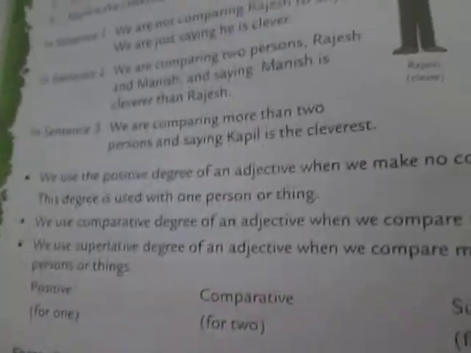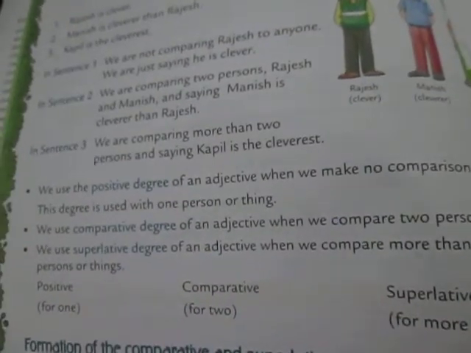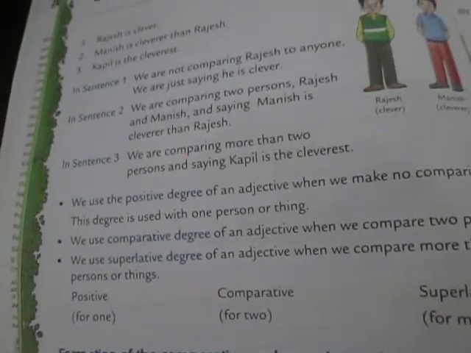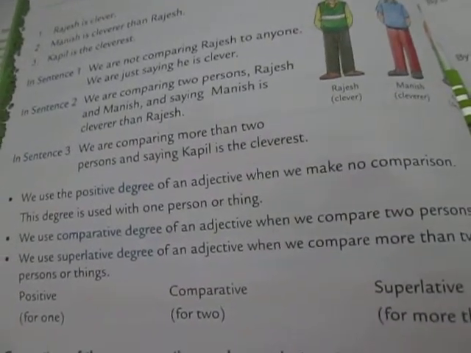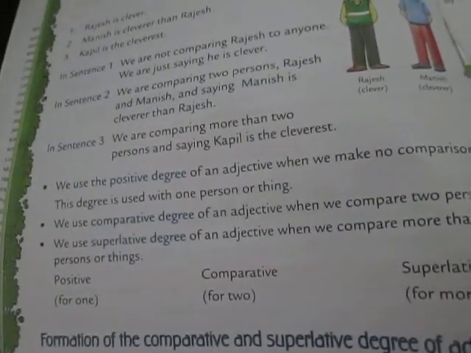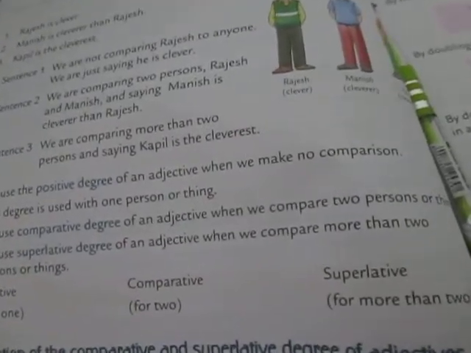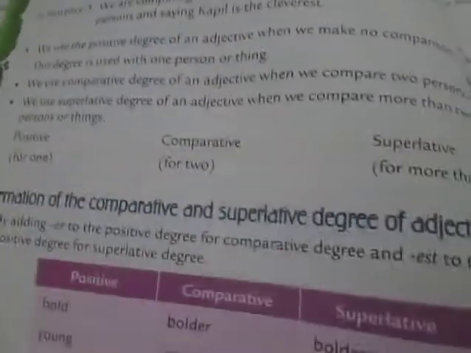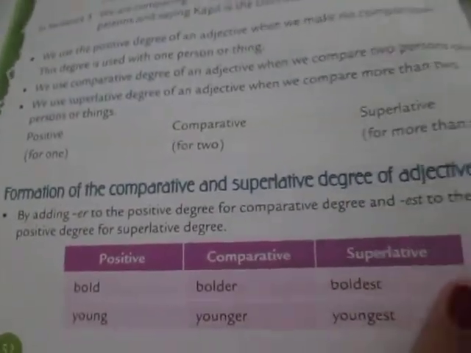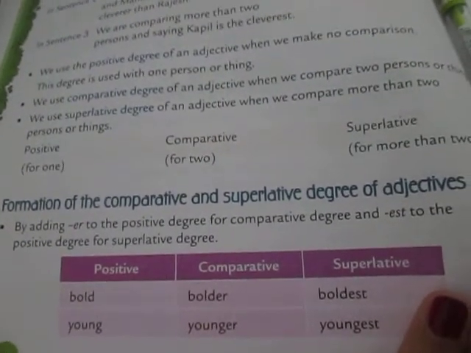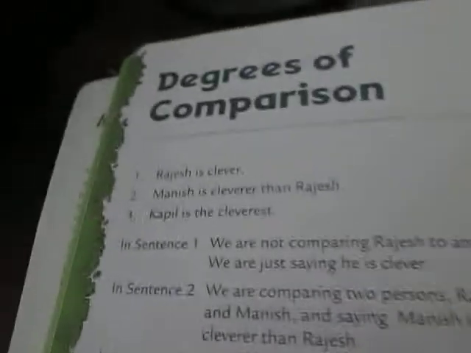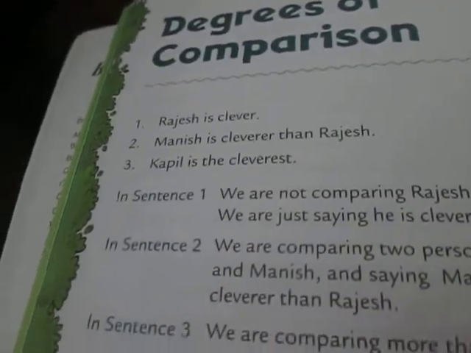Let's see the description. We use the positive degree of an adjective when we make no comparison, right? The degree is used with one person or thing. We use comparative to compare two persons and superlative to compare more than two, right? So positive is used for one, comparative is for two, and superlative for more than two, right? Now read some rules for how we form comparative or superlative. By adding "er" to the positive degree we make the comparative, and "est" for the superlative. Bold, bolder, boldest. Young, younger, youngest. You can see in the example, clever, cleverer, cleverest, right?